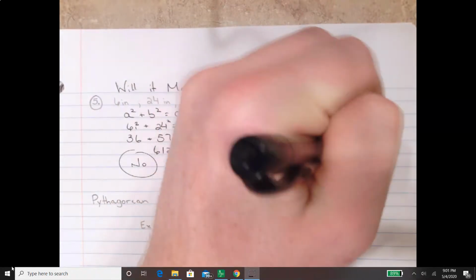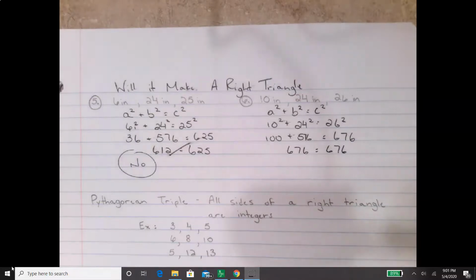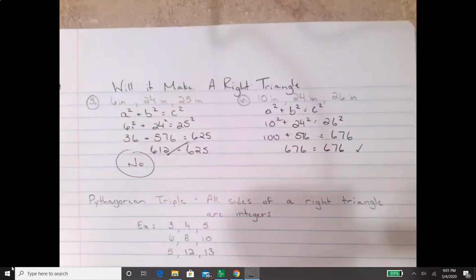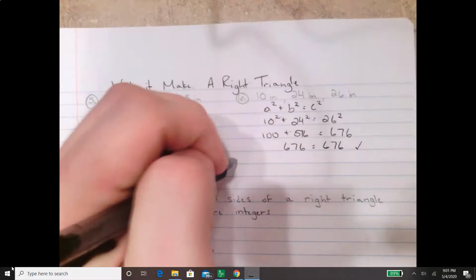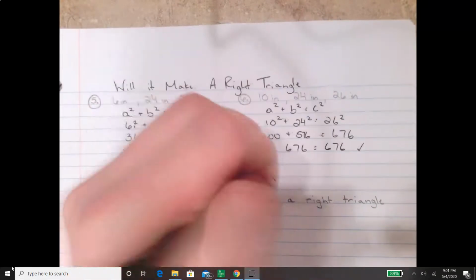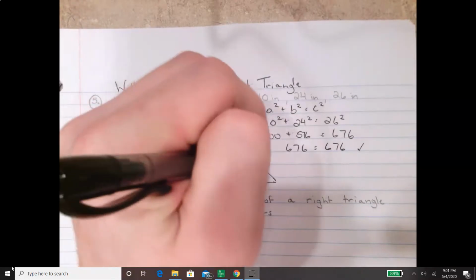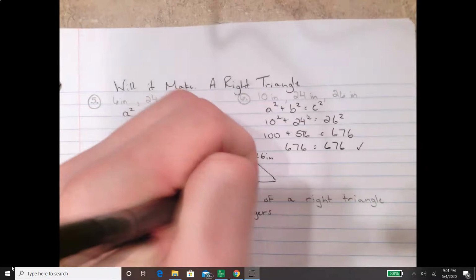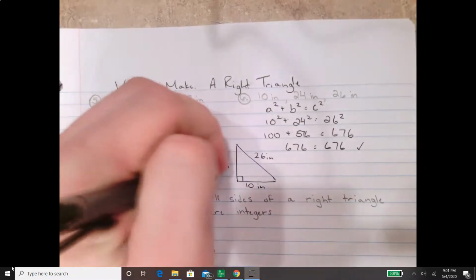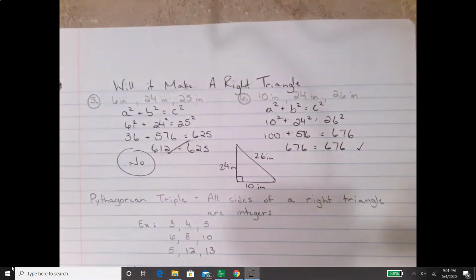I add my left side by combining like terms. 676 is equal to 676. Yes, those two are equal to one another. Those two numbers are the same. So will those numbers create a right triangle? Absolutely. Just to reference this, if you were to draw a right triangle, 26 inches would be the hypotenuse, 10 inches would be a leg, and 24 inches would also be the other leg. So that's what your right triangle would look like.